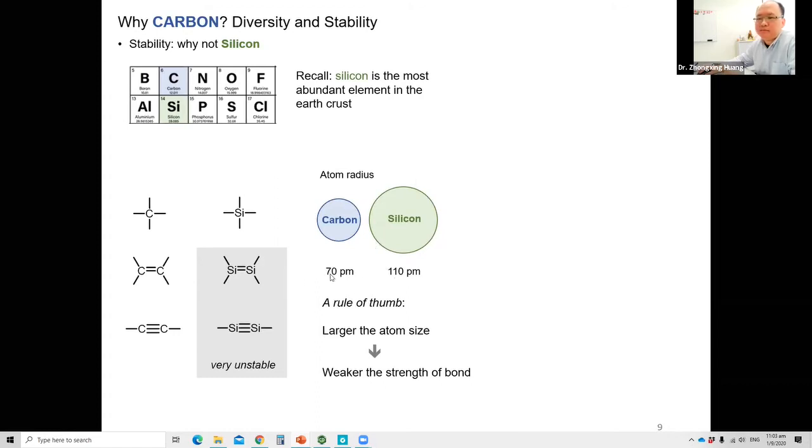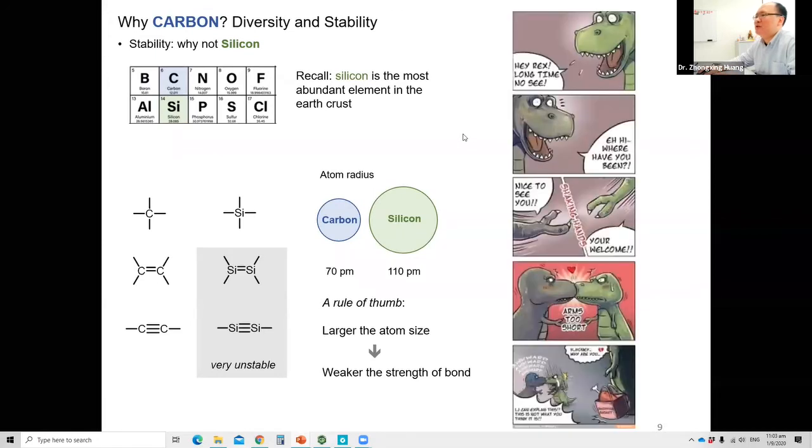The common reason is that silicon is much bigger than carbon, and you can see the radius of this. The rule of thumb is that the larger the atom size, the weaker the strength of the bond. I can help you understand this through a comic strip. We have 2 T-Rex meeting each other after a long time, really happy, and they want to shake hands. They can't, because why? Their heads are too big.